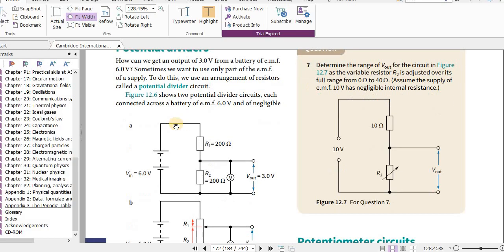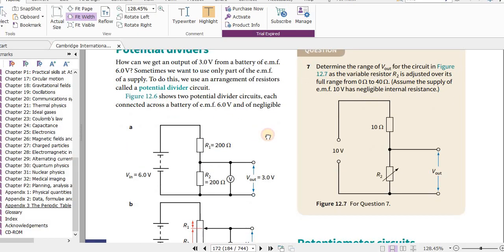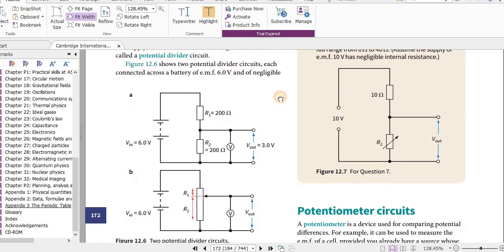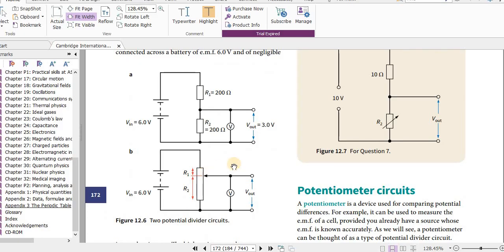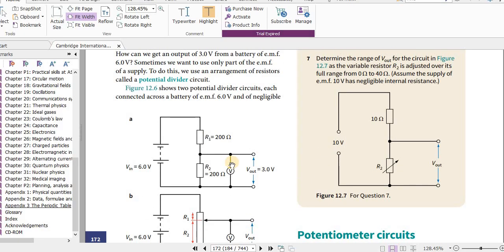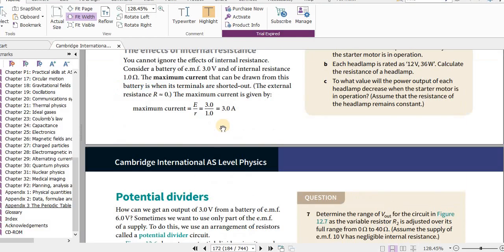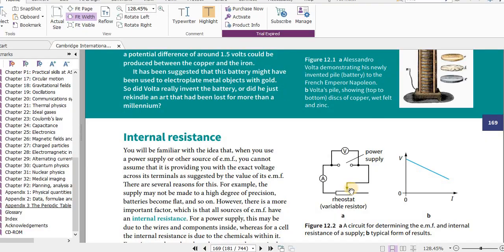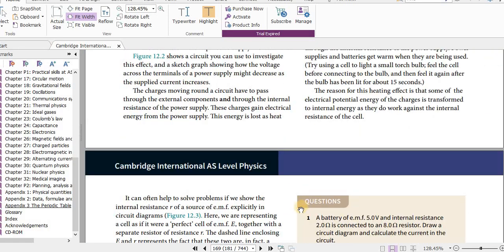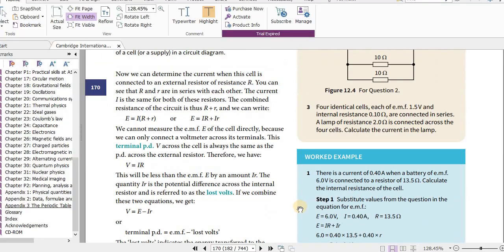Figure 12.6 shows 2 potential divider circuits, each connected across a battery. So this is one, this is another one. See, so we can actually use the variable resistor like a potential divider. It has 3 places to connect. One of the wires can be on the sliding contact. Remember over here, this sliding contact. So you have one wire connecting here, another one here, another one here. That way you can use it as a potential divider.